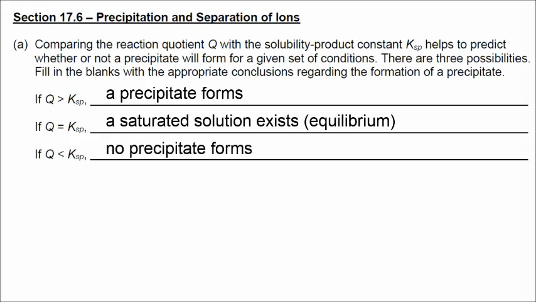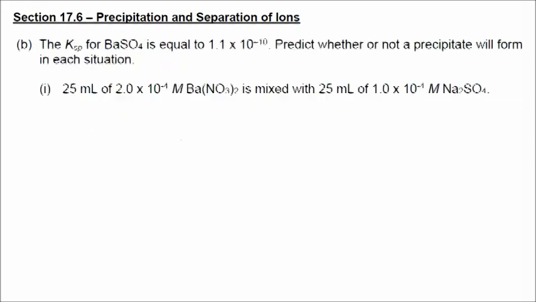If your Q is less than KSP, then you are under the concentrations you would need, and no precipitate forms. So Q larger than KSP, yes, you get a precipitate. Q less than KSP, you don't get a precipitate. Let's see if Q is larger or smaller than KSP in this example.